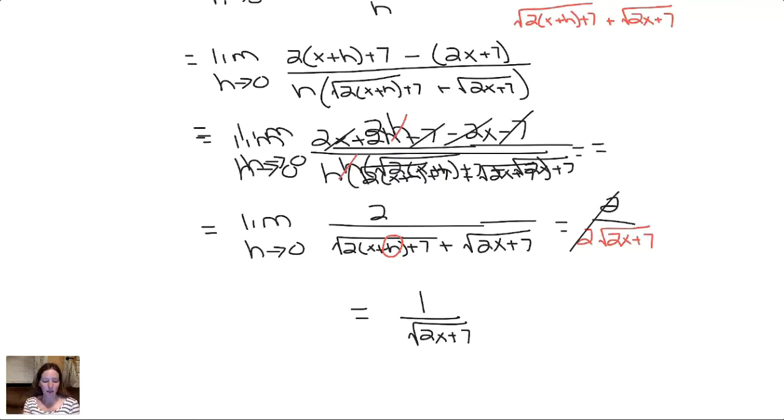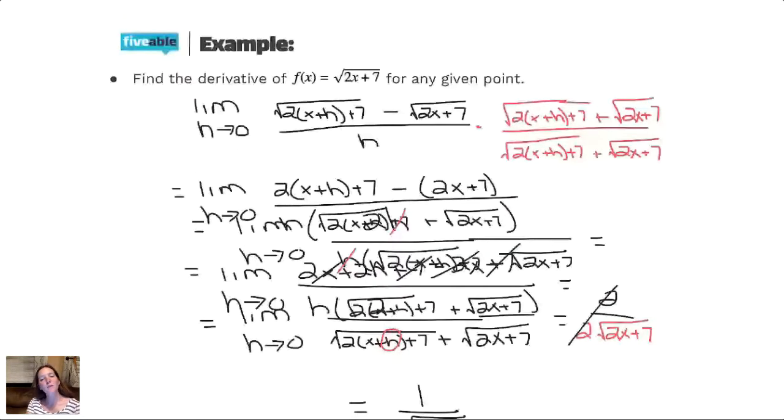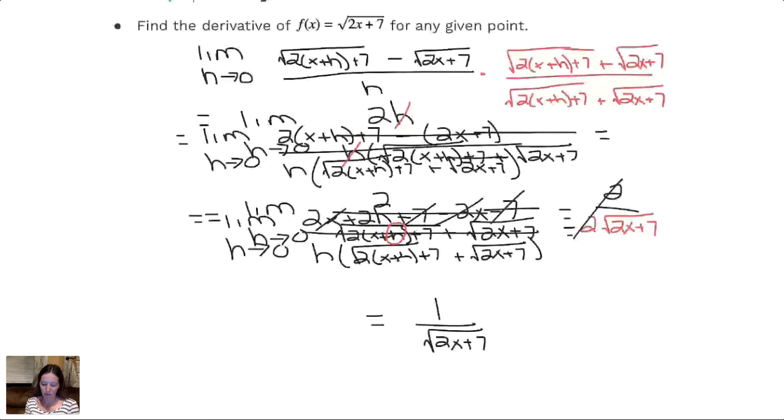So again, what did we do? All that work. Our goal was to find the derivative of f of x equals root 2x plus 7 for any given point. So we just found that, right? We found out that f prime of x is going to equal 1 over root 2x plus 7 for any given point on that curve.